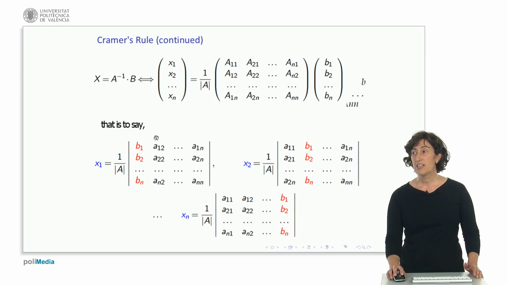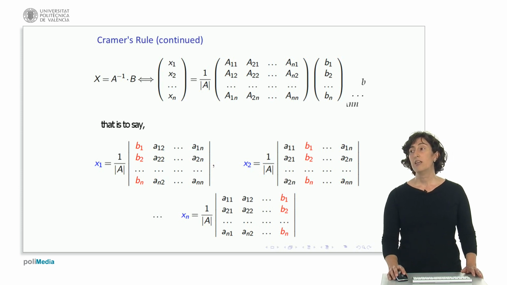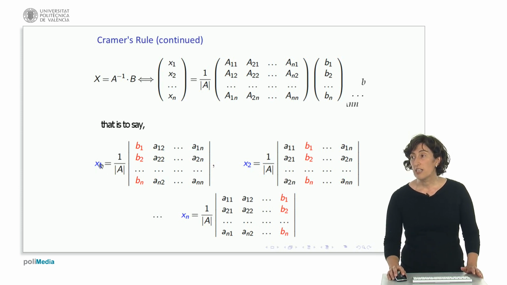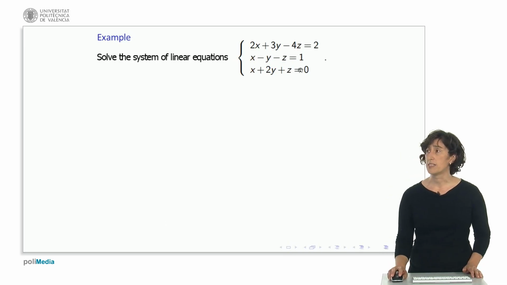Calculating these determinants, making the quotient with the determinant of A, which I will have calculated initially to know that the matrix is invertible, well, I will already have the value of the unknowns, x1, x2, xn. That is the solution of the equation system. Let's look at it with an example. Imagine that we want to solve this system that you have here.